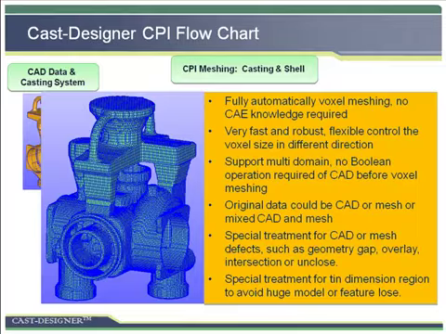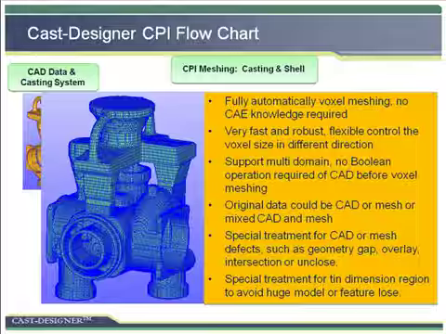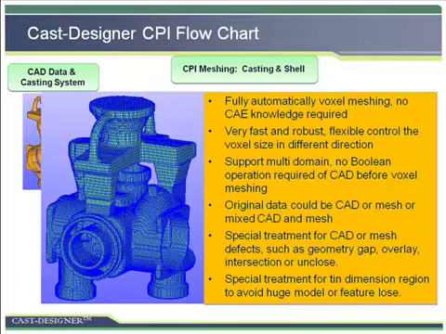There is also special treatment technology for defects of the CAD model or mesh, such as geometry gap, overlay, intersection or enclosure. The coarse mesh technology in Cast Designer is also unique in treating thin regions to avoid a huge model or feature loss, and advanced mesh smoothing technology makes the mesh match the original CAD geometry. It is very useful for complex shapes, like casting parts.